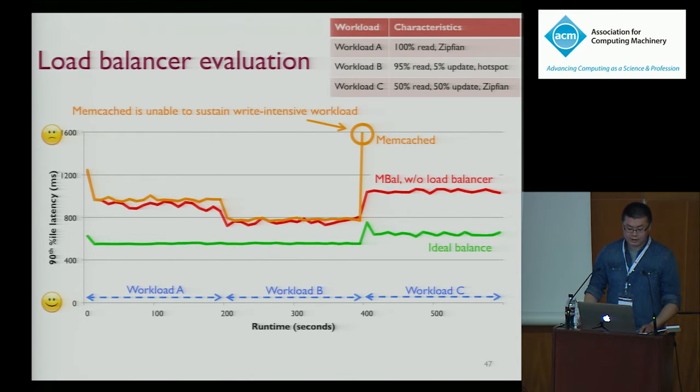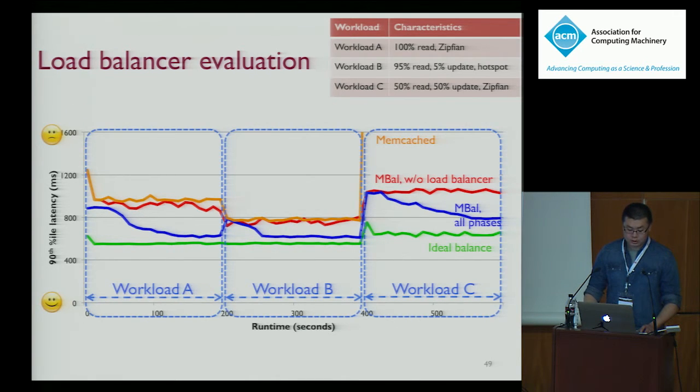This red line is MBal performance with no load balancer support. Because of the fine-grained cachelet design, MBal is able to efficiently handle workload C. We also ran MBal with all load balancing phases enabled, as shown in this blue line. So let's see how MBal performs under different sub-workloads, one by one respectively.